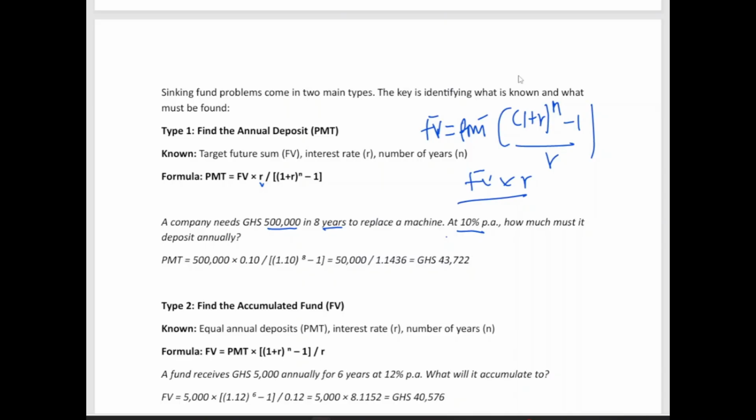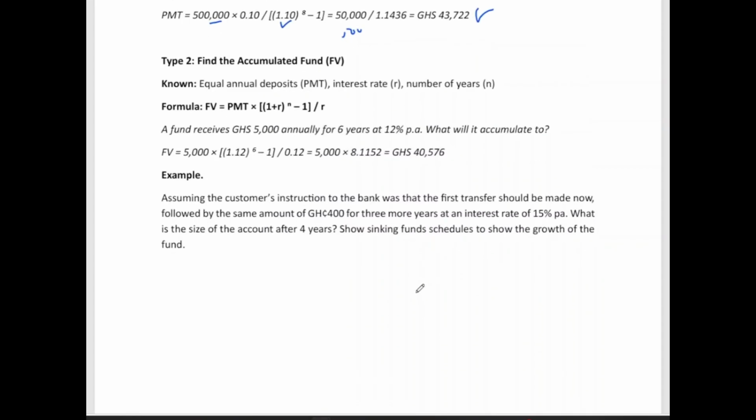Right. So in doing that, we know our future value times our interest, 10%, all over (1 + 10%), which is 1.10, to the power 8. How many years? 8 years, minus 1, which gives you 500 over 1.1436. You will now get an annual deposit of 43,722. So let's look at this example.